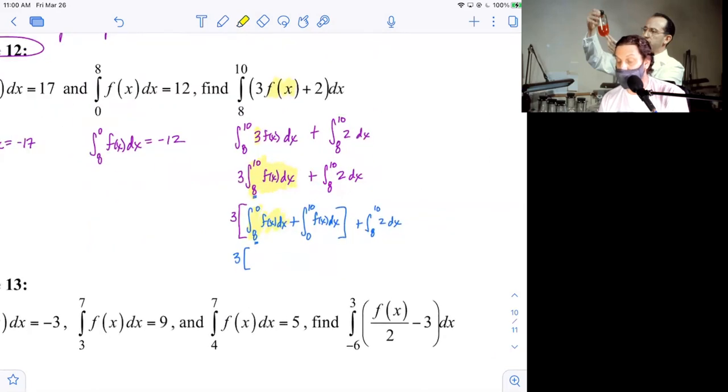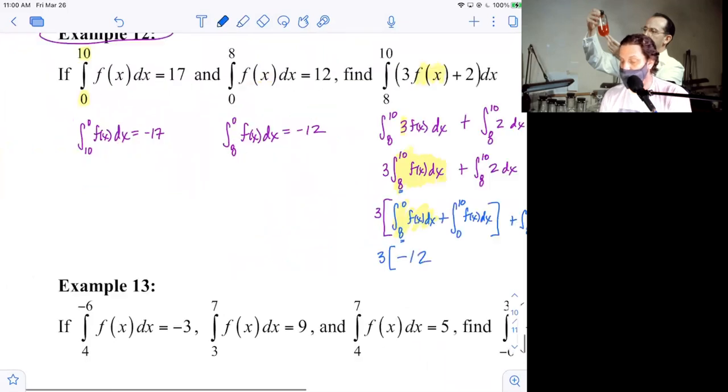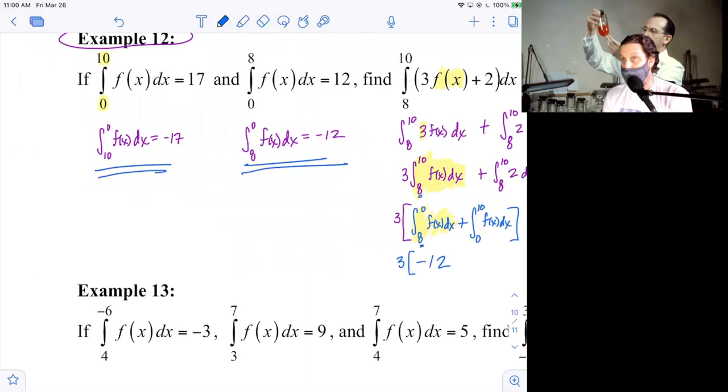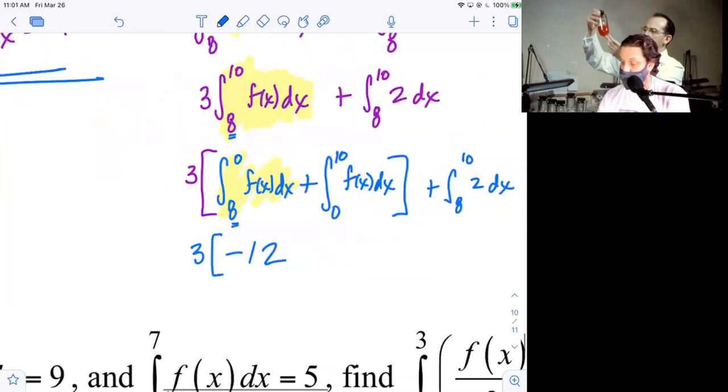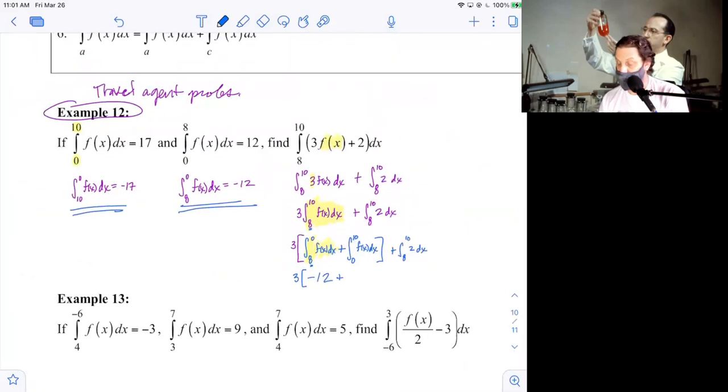Well, if 0 to 8 is 12, then 8 to 0 must be negative 12. Yeah, so you don't even have to rewrite what we did up here. If it helps you to see that, that's fine. Just know that if you flip it, you just change the sign. And what is the integral from 0 to 10? Is that given? That's 17.